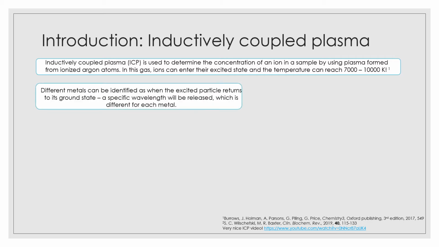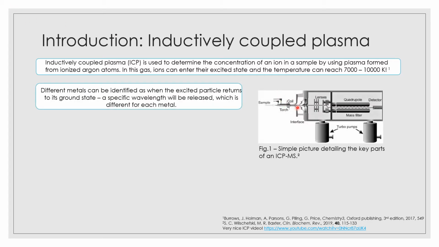So ICP works by sending argon gas into the machine, where a Tesla coil ignites the argon gas into an electron and a positively charged argon ion. And the resistance of this electron within the magnetic field in here will produce a lot of heat, and this is where our plasma generation occurs. A plasma is just an ionized gas, so in this case we've got a positively charged argon ion and an electron. And this can reach a temperature of 7 to 10,000 Kelvin.